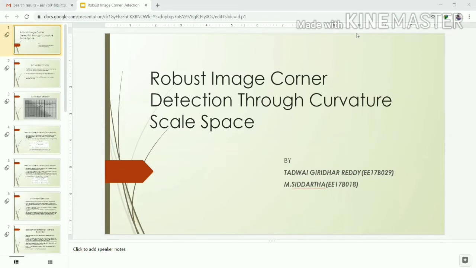Today we will discuss robust image corner detection through curvature scale space. First we will discuss what corner points are. The corner points of an image are defined as the points where the image edges have the maximum of the absolute curvature. We'll discuss the CSS technique.